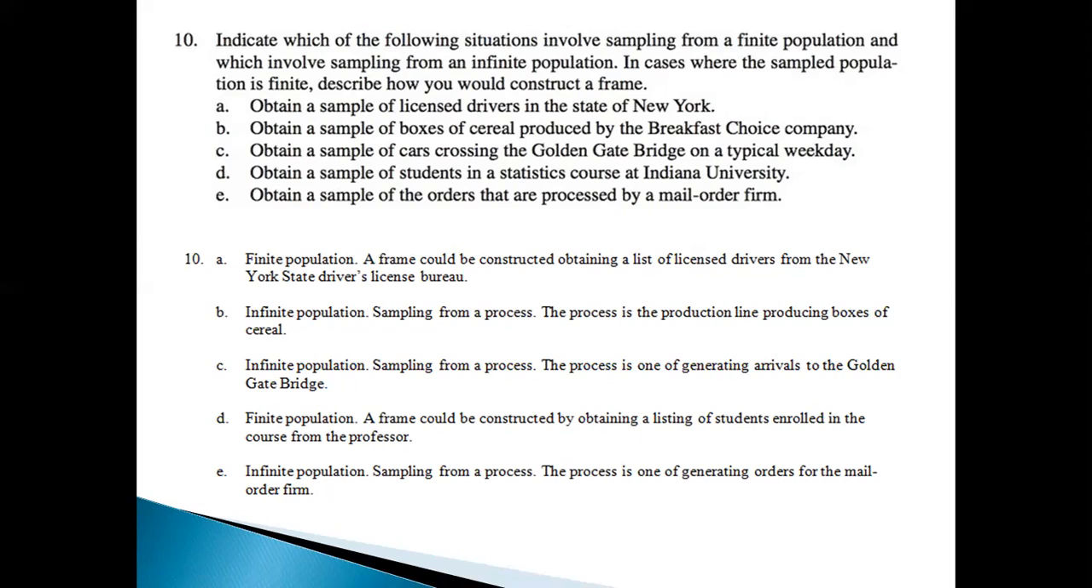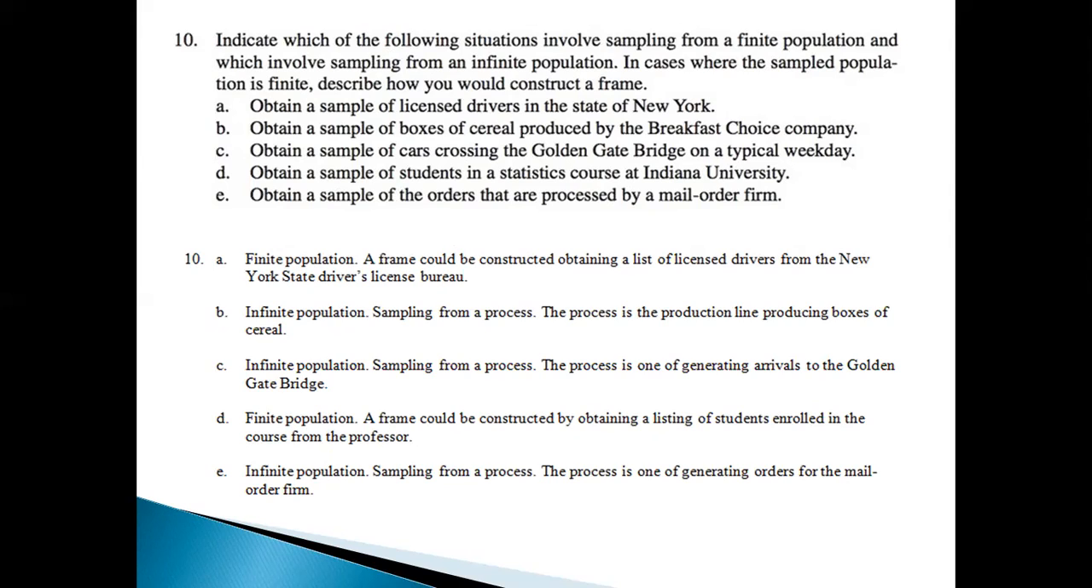Now C, obtain a sampling of cars crossing the Golden Gate Bridge on a typical weekday. Well, again, while this seems like it's going to be a typical finite number, since it's over a period of time, there's not exactly the same cars each day. It's an infinite population, because you're sampling from a process, just people driving by, and so it's just one generating arrivals at the Golden Gate Bridge.